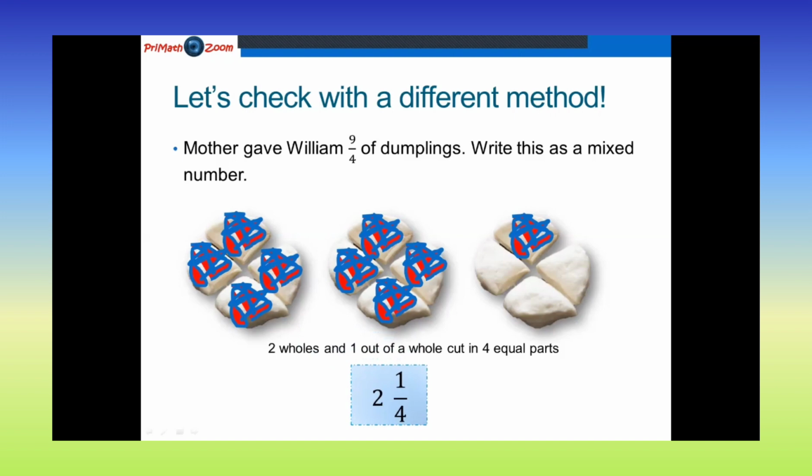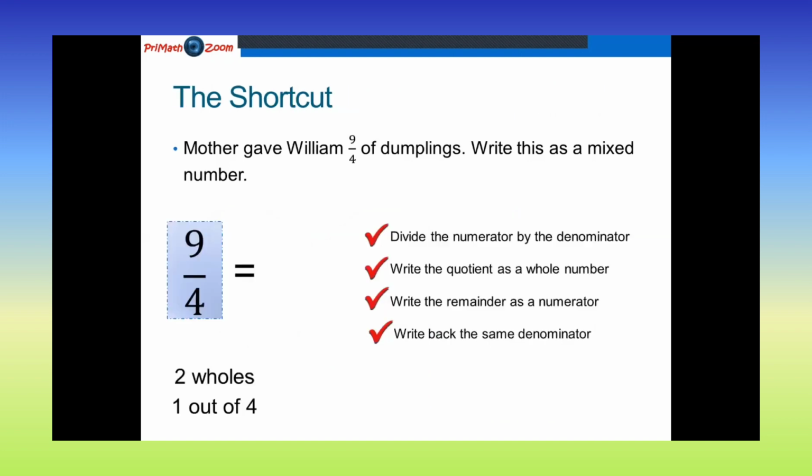Let's check back to see if it's the same answer as before. Okay, 9 quarters is equal to 2 and a quarter. Great job. Yes, we got back the same answer.